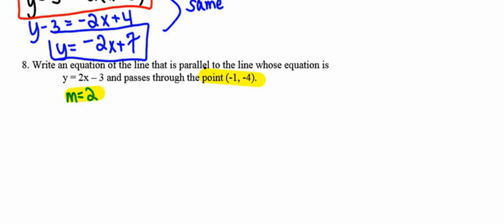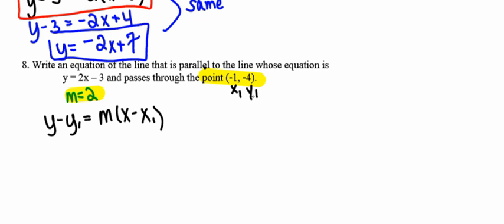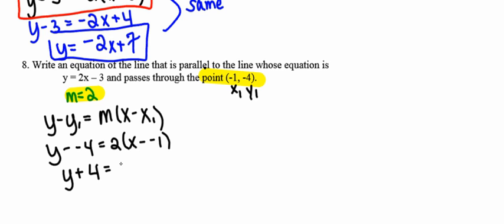I'm going to write my equation using the point-slope form of a line. y subtract y1 equals m times x subtract x1. And again, the coordinates of my point become my x1 and my y1. So I've got y subtract negative 4 equals 2 times x subtract negative 1. I don't like the subtract a negative. It's not clean, it's not nice, it's not very concise. Same with subtract a negative 1, so I'm going to clean that up a little bit. And there's my answer. I'm done.